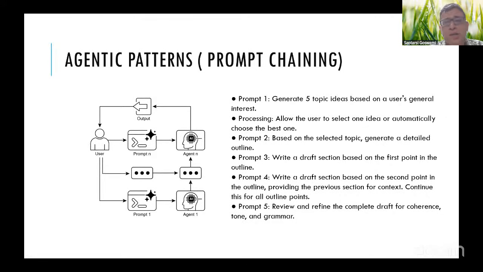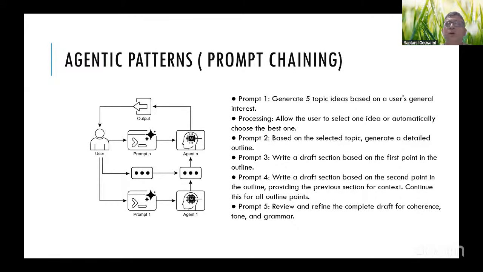And here is a very brief example. Let's say we generate 5 topic ideas based on the user's general interest. The agent then allows the user to select one idea or automatically chooses the best one. Now prompt 2 is: based on the selected topic, generate a detailed outline. Then prompt 3 is: write a draft section based on the first point in the outline. Prompt 4 is: write a draft section based on the second point in the outline, and so on and so forth.